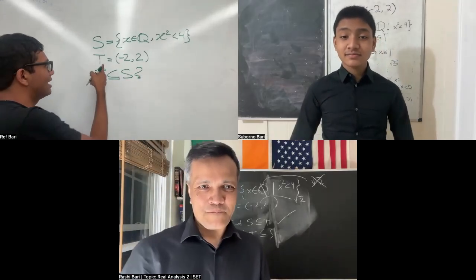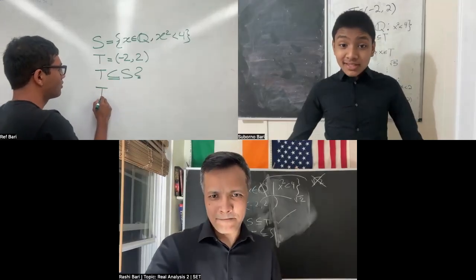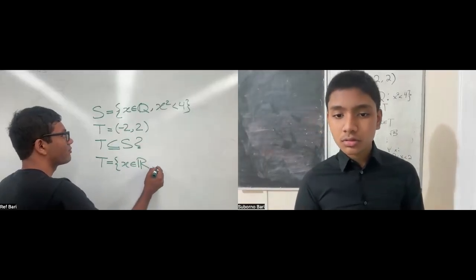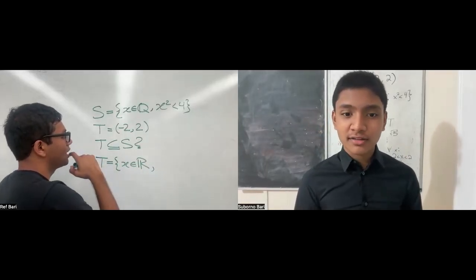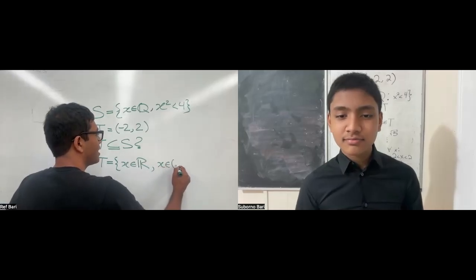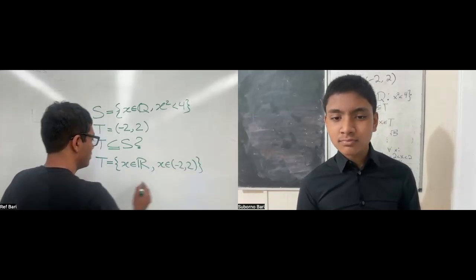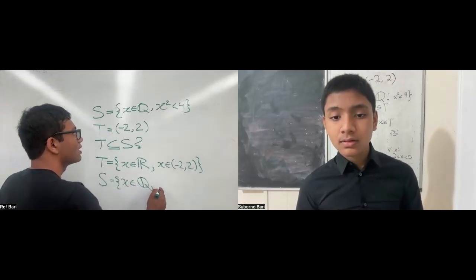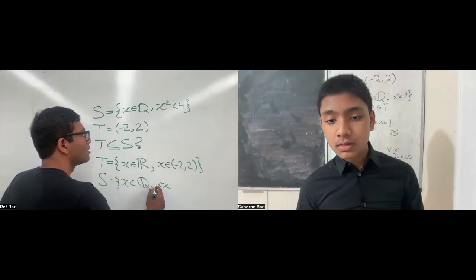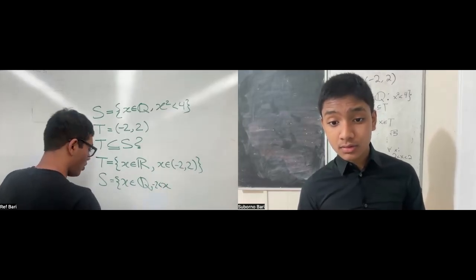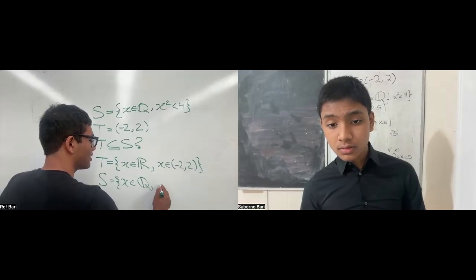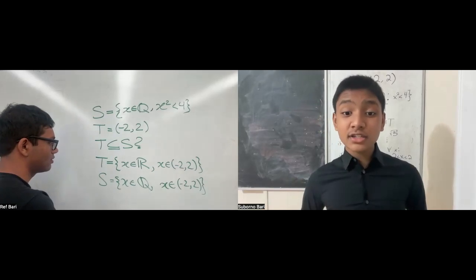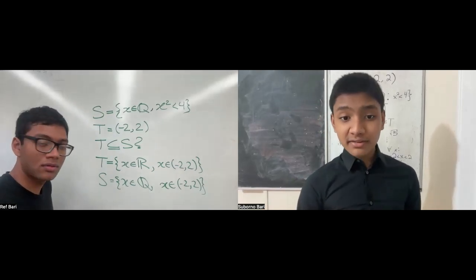Okay, so in set T, all the elements are real numbers, and x is between minus 2 and 2. But set S, all of them are rational numbers, and x is between negative 2 and 2. Oh, that's why. x is between -2 and 2. Now you just need to show that R is not a subset of Q.